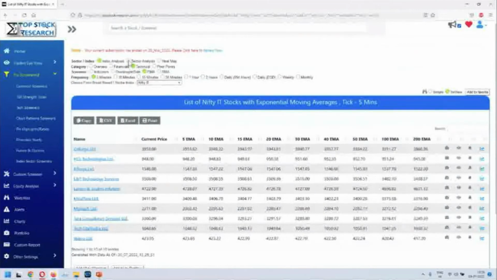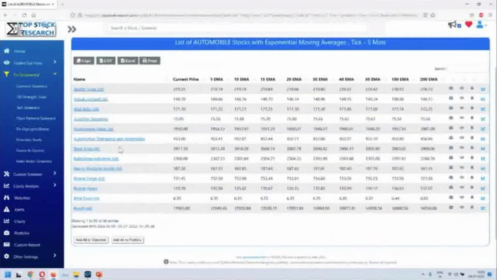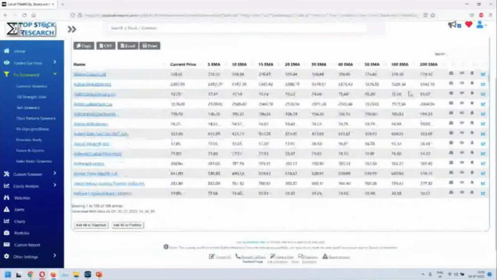Same is with the sector. You can choose the sector of your choice. Maybe finance sector if you are looking at financial sector. So these are the stocks of financial sectors. So it always gives you a bird's eye view of how one is vis-a-vis the other one.